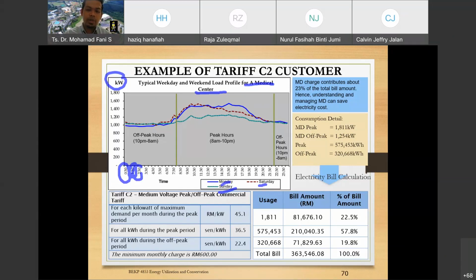For the safety one, for the standard operation, or the critical operation. For a hospital, you can see that from 10 p.m. until 8 p.m. will be the base load. Okay.